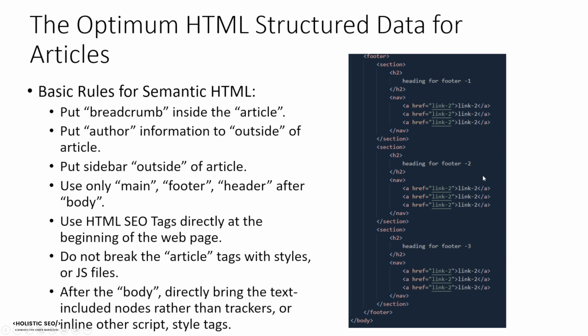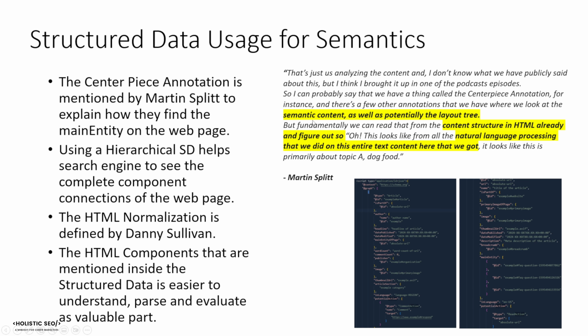And if I come to this part again, here it says, but fundamentally we can read that from the content structure in HTML already and figure out, from all the natural language processing that we did on this entire text, that this is primarily about topic A, which is the dog food. So in this case, we are trying to communicate with the search engine with every type of context and layer, and HTML normalization is one of them.